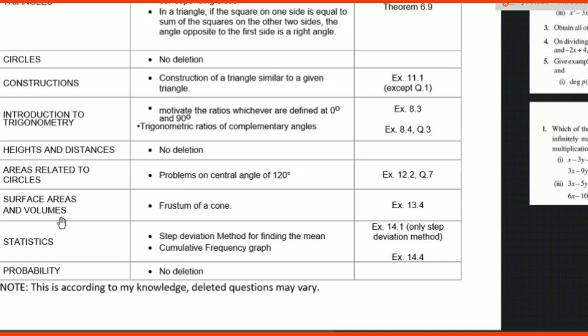Surface areas and volumes. In that, you have 4 sub-concepts. Of these 4 sub-concepts, the last one, frustum of a cone, is deleted, meaning the 13.4 sums based on this one.